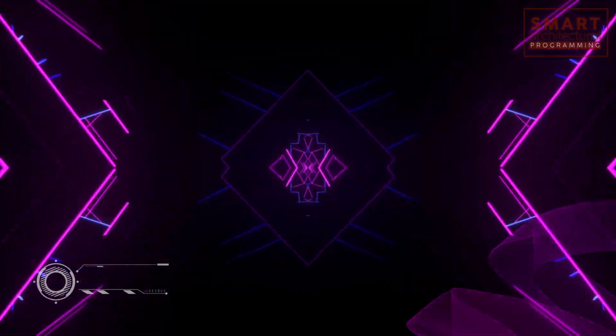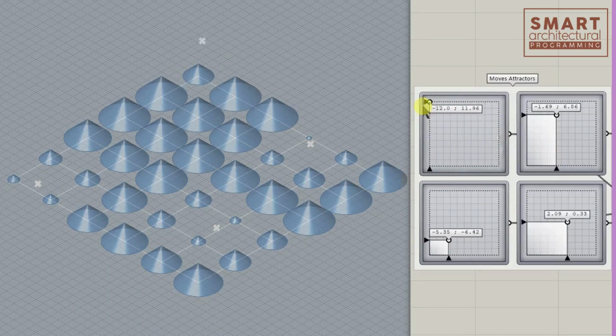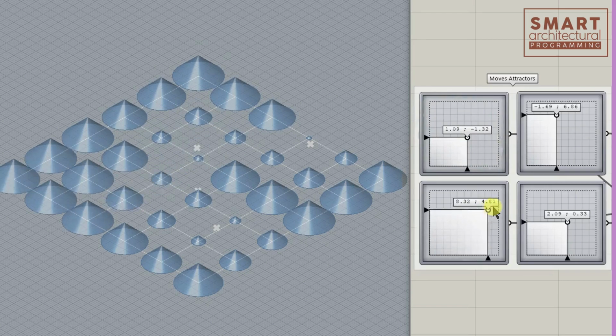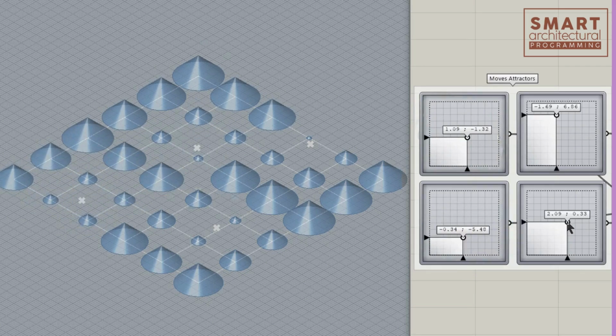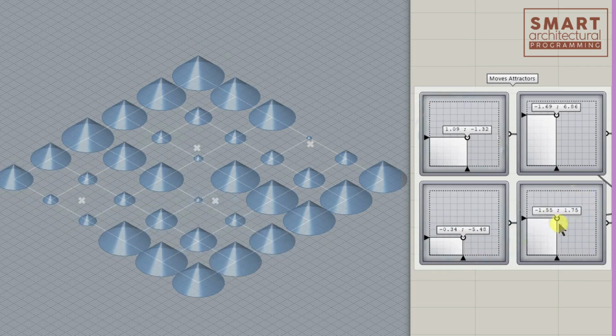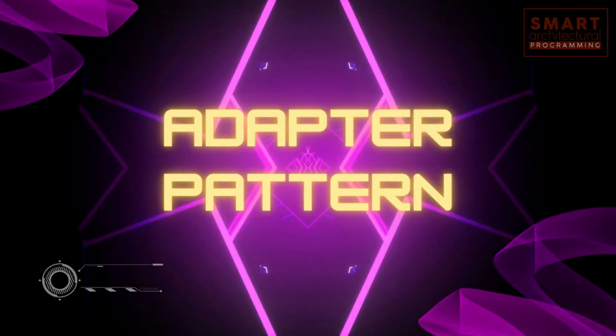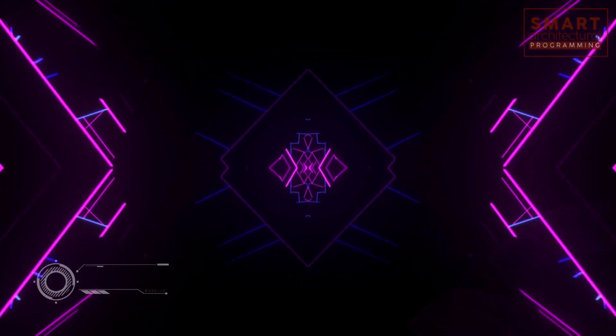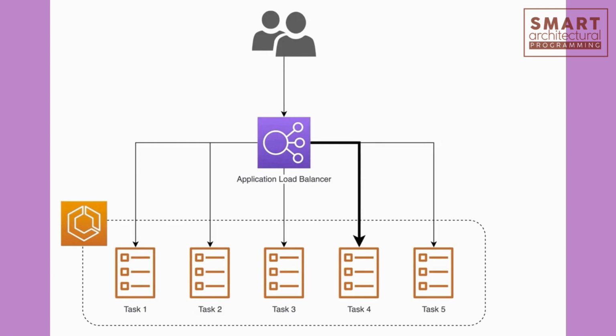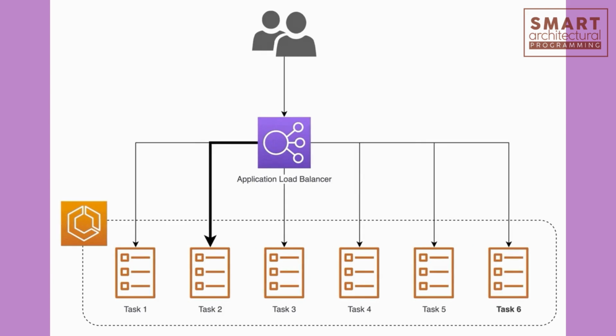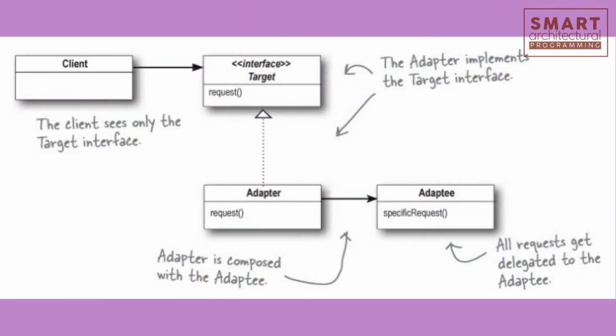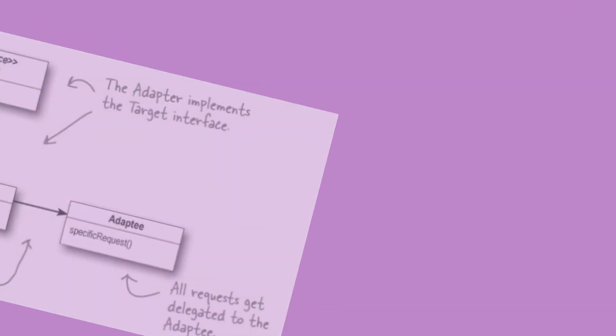The second category of design patterns we'll be discussing are structural patterns. Structural patterns are used to organize code in a system. Some of the most common structural patterns include adapter pattern. This pattern allows you to adapt an existing interface to a new interface, without having to modify the existing code. This pattern is useful when you have an existing interface that you want to use in a new context, but the new context requires a different interface.